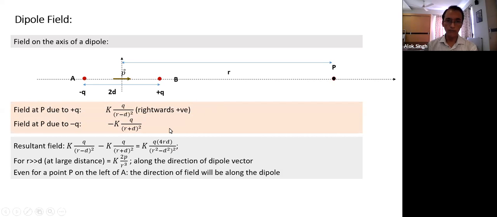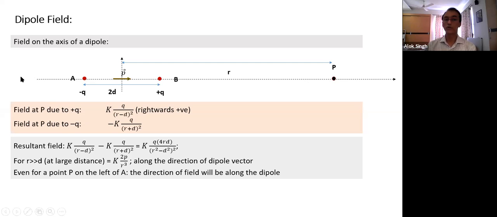What simplifying assumption do we make? If R is much larger than D, this denominator becomes R to the power 4. We simplify. At a large distance means R is much greater than the separation between the charged particles. It is 2kp by R cubed. And another point you have to remember: what happens if we keep on the left hand side? What is the direction of field on the left side of the dipole? On the right hand side, what is the direction? Towards right. On the left side, what is the direction of field?